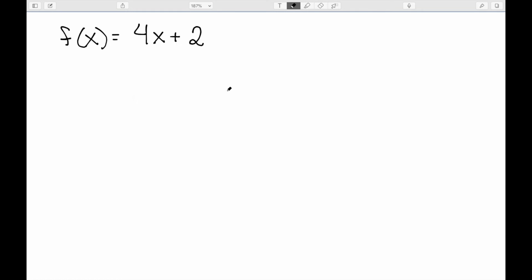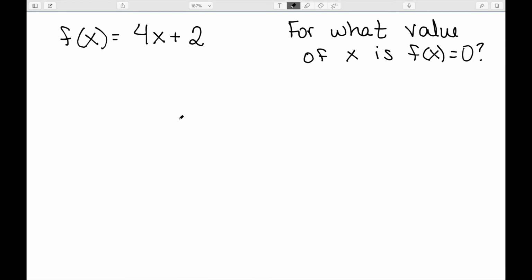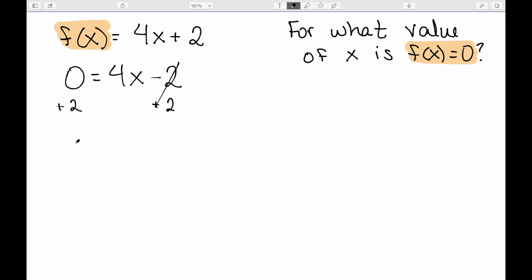We can also do some other stuff with this. So let's look at f of x equal to 4x minus 2. Something we may want to know, for what value of x is f of x equal to 0? So I want to change the f of x to 0 since f of x is equal to 0. And now I would solve. We could add 2 to both sides. That would give me 2 is equal to 4x. Divide both sides by 4. 2 divided by 4 is 1/2 is equal to x. So if I input 1/2, I get an output of 0.